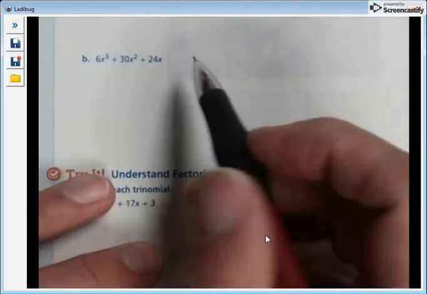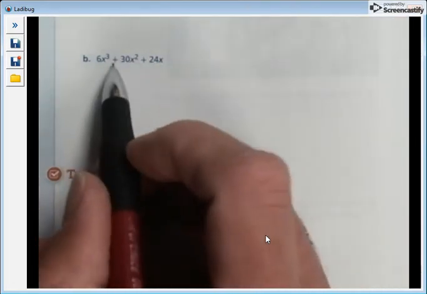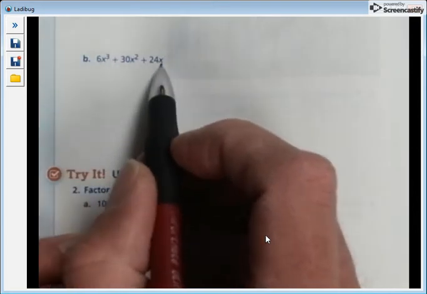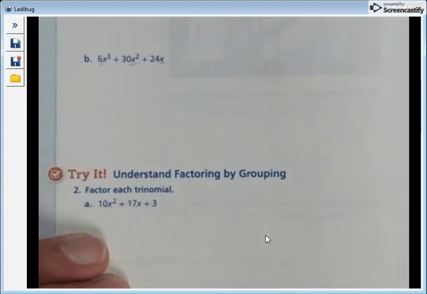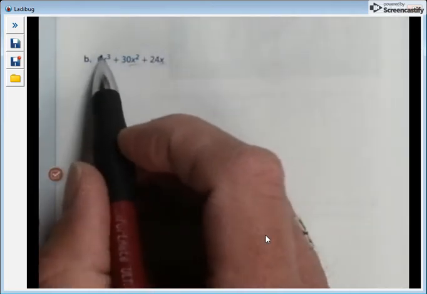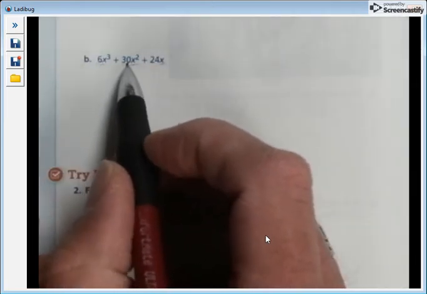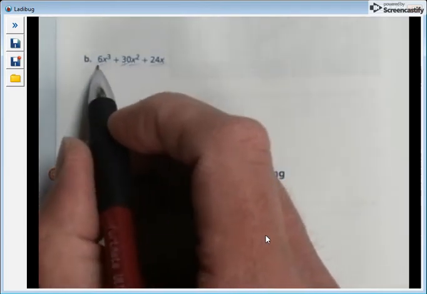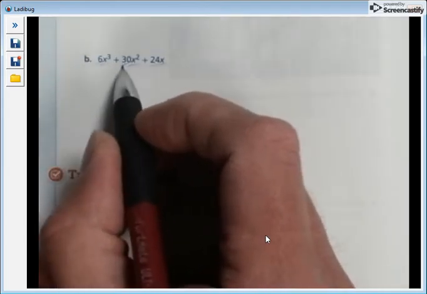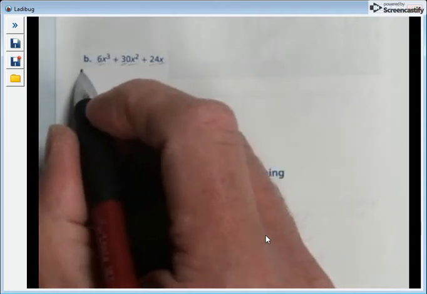So for example, if you're looking at this one, I have x cubed, x squared, and an x. Each of these terms has an x that I could take out, right? I could divide out an x. But when you look at the coefficients, 6, 30, and 24, all of those are also multiples of 6. So I could divide out a 6x from each of these terms. Let's see what that looks like.